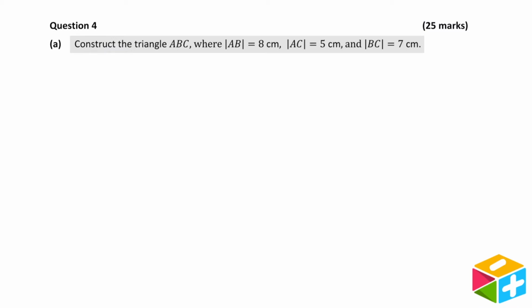Question 4a. Construct the triangle ABC where the length of AB is 8 centimeters, the length of AC is 5 centimeters, and the length of BC is 7 centimeters.